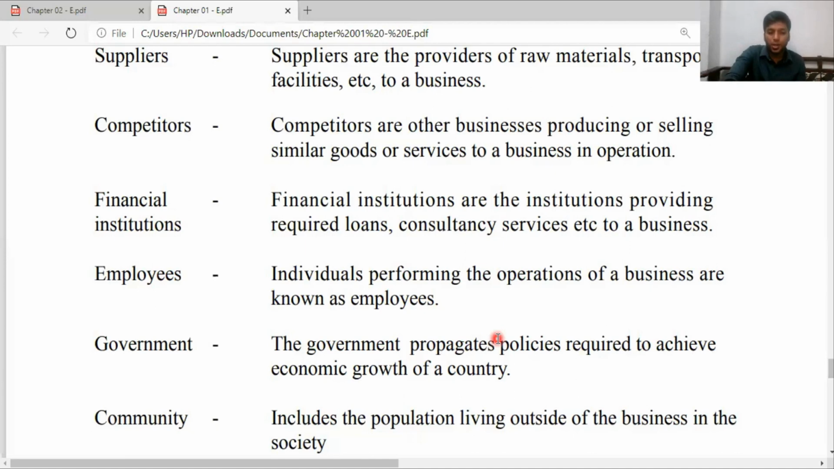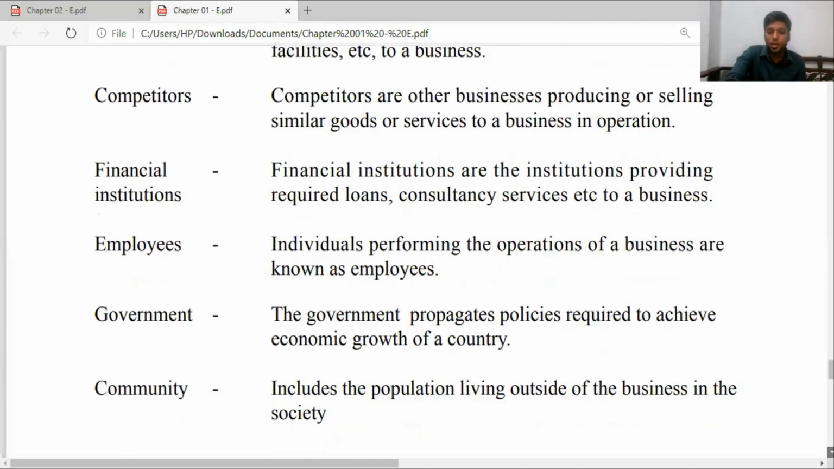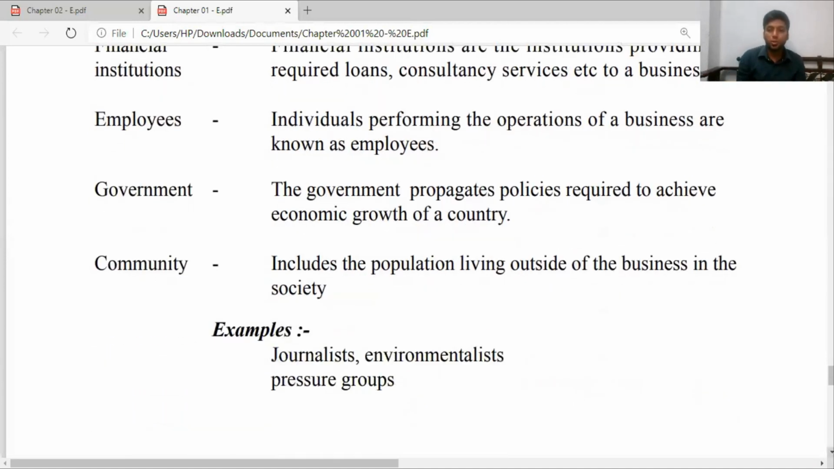So then we have community, which includes the population living outside of the business in the society. So it's about the public that we are speaking about. It can be journalists, environmentalists, pressure groups. It's not only the public.